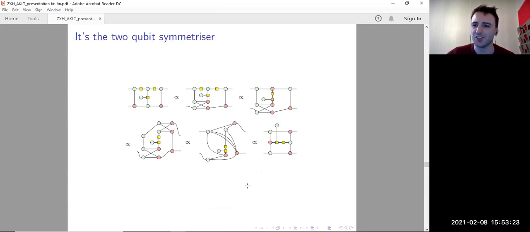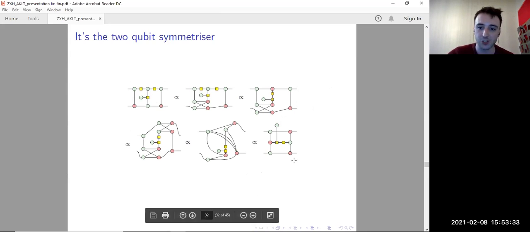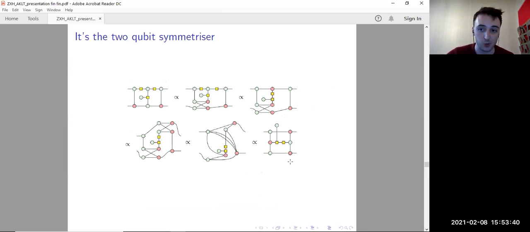But I said symmetrizer, and this doesn't look very symmetric-y. So how is this thing giving us a symmetric subspace? Well, here I give you a little diagrammatic proof of how the thing on the top left is equivalent to the thing on the bottom right. The thing on the bottom right is a controlled swap gate, but it's coherently controlled.